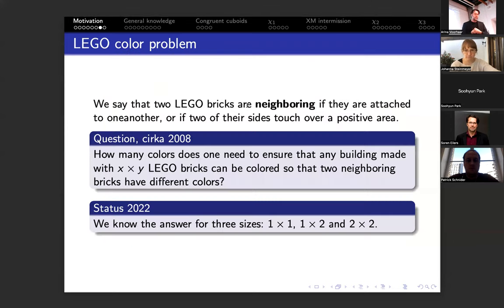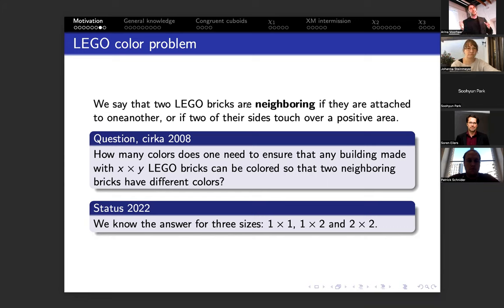So at some point, maybe around 2008, I asked myself the question: if you have a building with Lego bricks, but you only use the same type of Lego, like a 2x4, how many colors would you have to use so that two neighboring bricks have different colors? And what I mean by neighboring, of course, needs to be defined carefully.